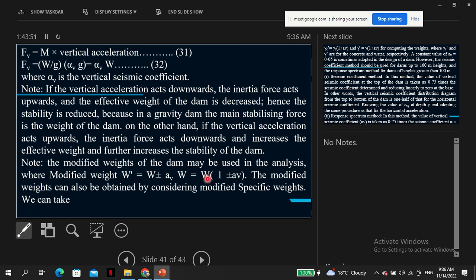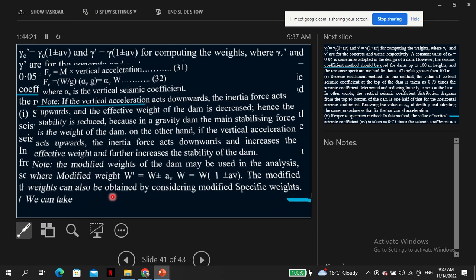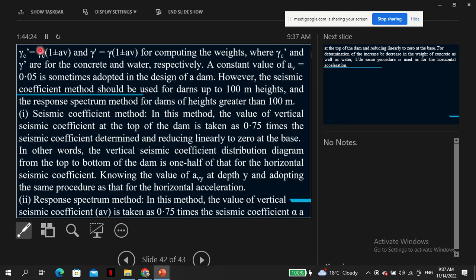Note that the modified weight of the dam may be used in the analysis. I've told you if the inertia is acting upwards, it will reduce the effective weight, and if it is acting downward, it will increase the effective weight. So we are modifying the weight of the dam to see how much the inertia is reducing or increasing it. The modified weight can also be obtained considering the effect of specific gravities. This is how to modify the effective weight.